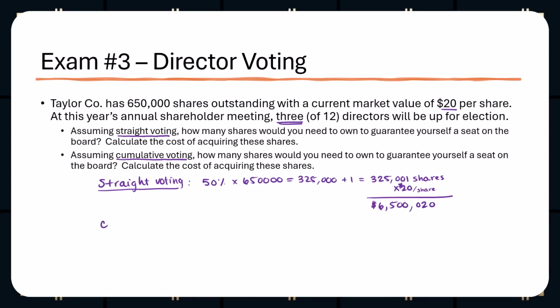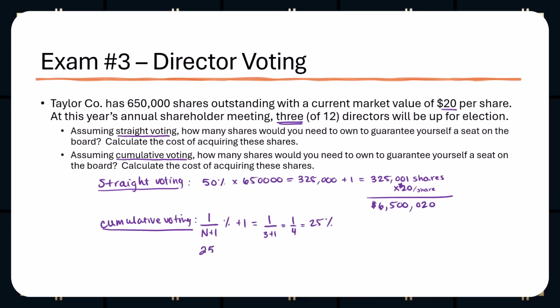All right, next up we have cumulative voting. And with cumulative voting, we use a different mathematical function. We use 1 over n plus 1, as a percent, plus one more share to guarantee ourselves a seat on the board. The number of directors that are up for election does matter with this style of voting. So we're going to take 1 over 3 plus 1, which is equal to 1/4 or 25%.